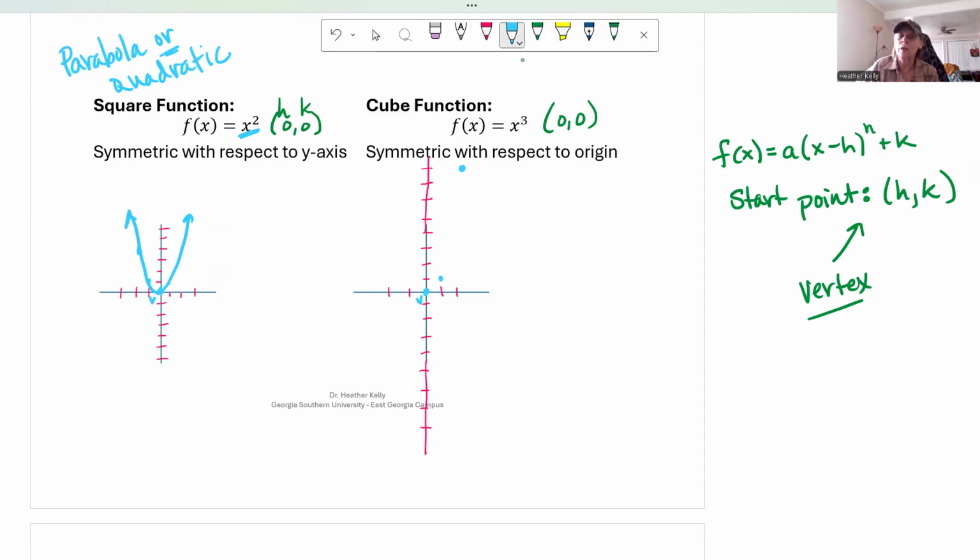Back to the vertex. What is -1 cubed? -1 cubed is -1. What is -2 cubed? -2 cubed is -8. So this is our graph of this guy. Okay, on up to the right, down on the left.